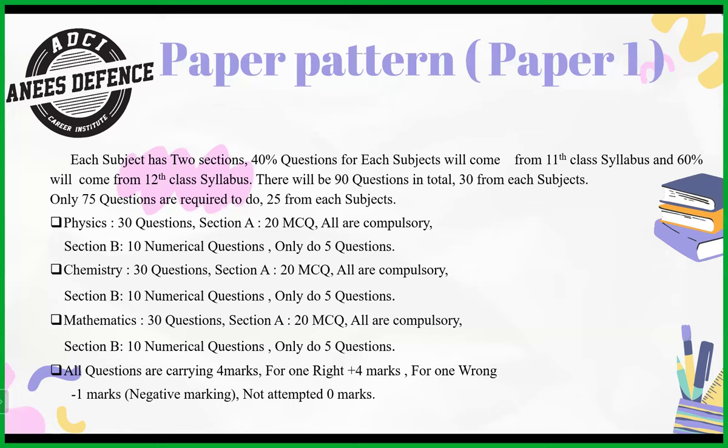Only 75 are required to do, 25 from each subject. 30 questions from physics, that means 20 MCQ questions, all are compulsory, and 10 numerical questions, only do 5 questions in this section. Okay, similarly in chemistry, 30 questions, 20 questions are compulsory, that is MCQ type, and 10 questions are numerical type, that means 5 questions are required to do. Similarly for mathematics, 30 questions overall, section A is 20 questions, that is MCQ, all are compulsory, and section B has 10 numerical questions, only do 5 questions, that's enough.